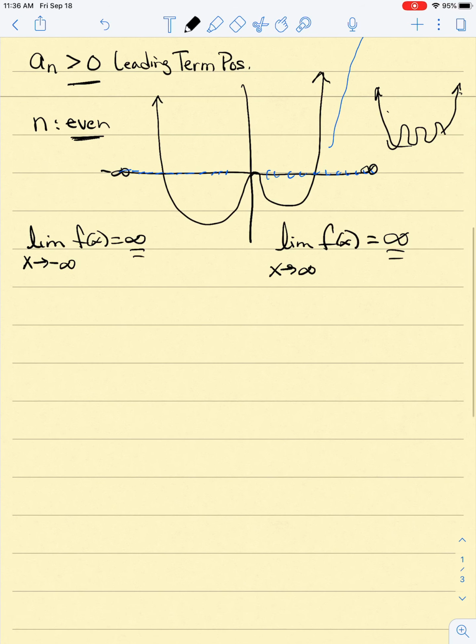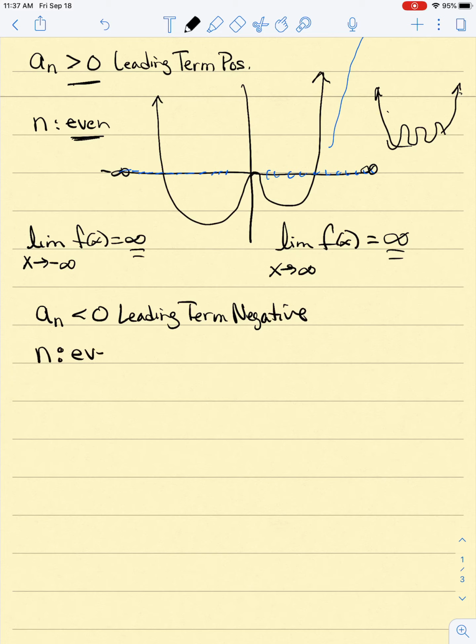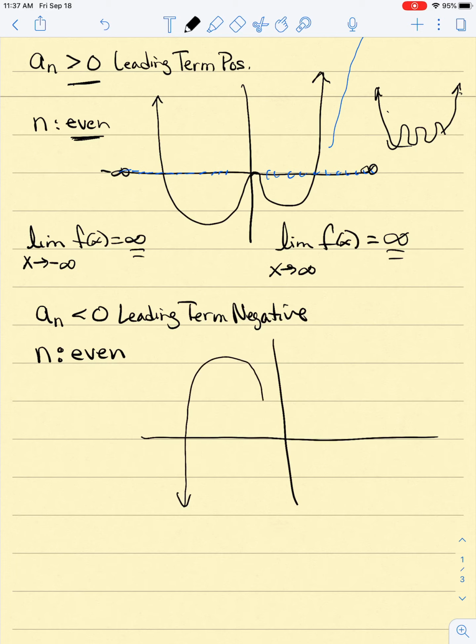All right, one last case, and I bet you can guess. Let's put that leading term to be negative. So leading term is negative, and let's keep n even. So if n is even and positive, you're double up. Well, if n is even and we're negative, we're going to be double down, however this goes. M for monarchs. How about that?